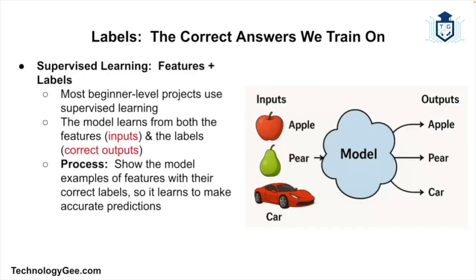And then we have what is called supervised learning, and this is features plus labels. Most machine learning models, especially in beginner level projects, use something called supervised learning, where the model learns from both the features and the correct answers, or the labels. Now, the idea is simple. You show the model examples and the correct labels, and it will learn to predict the labels from the features.